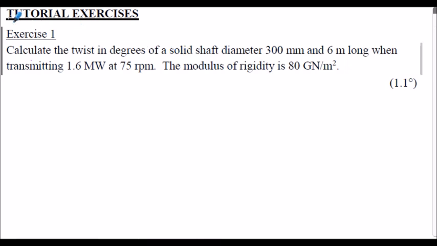Let's consider some tutorial exercises. Here's exercise 1. We're asked to calculate the twist in degrees of a solid shaft having a diameter of 300 millimeters and 6 meters in length when it's transmitting 1.6 megawatts at 75 RPM. We're given the modulus of rigidity as 80 giganewtons per meter squared.